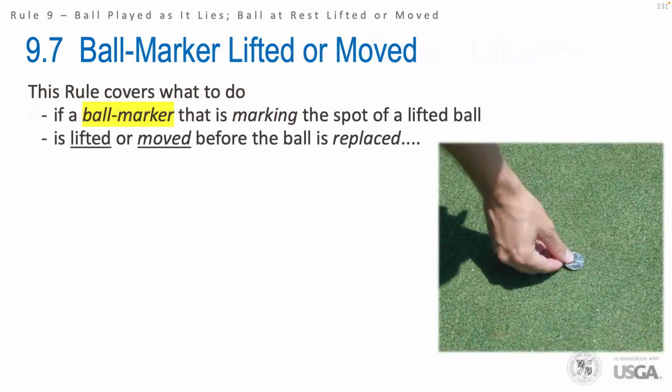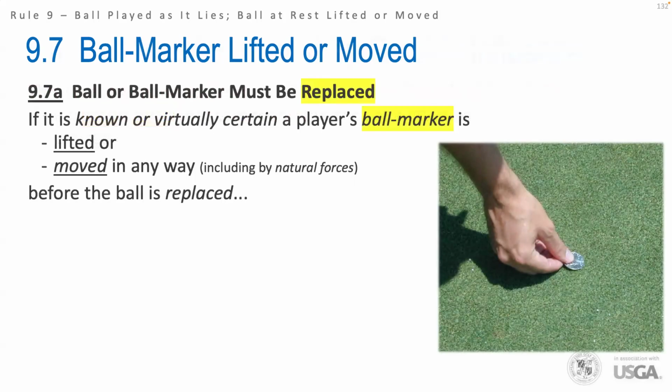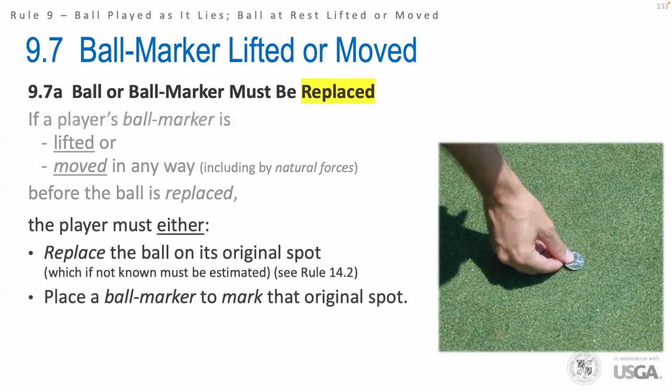So ball marker lifted or moved. We're here in the home stretch of Rule 9. But this rule covers what to do if a ball marker that is marking the spot of a lifted ball is lifted or moved before the ball is replaced. So if it's known or virtually certain a player's ball marker is lifted or moved in any way before the ball is replaced, the player must either replace the ball on its original spot or place a ball marker to mark that original spot.